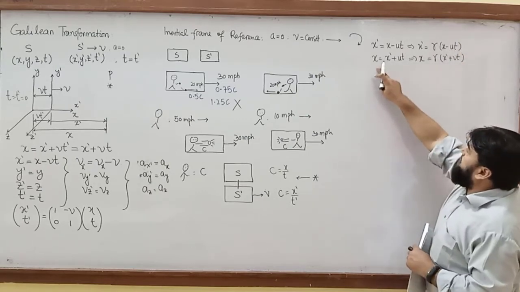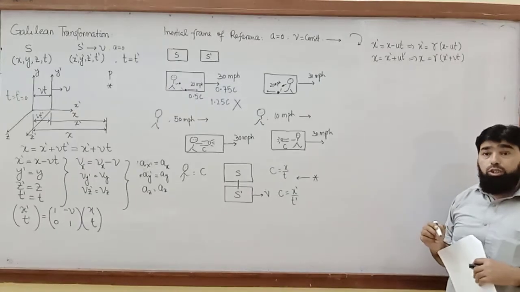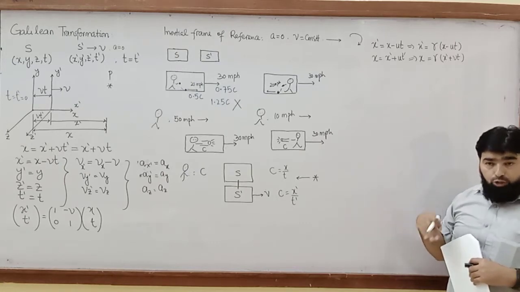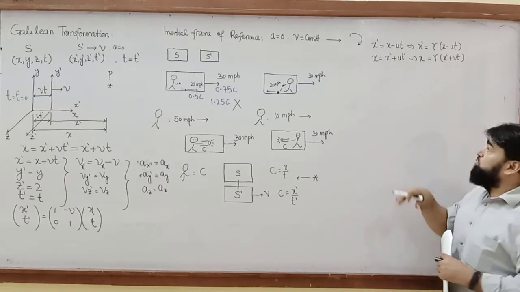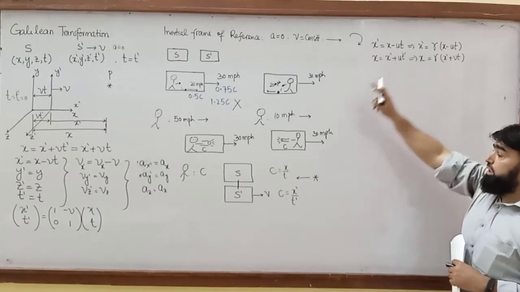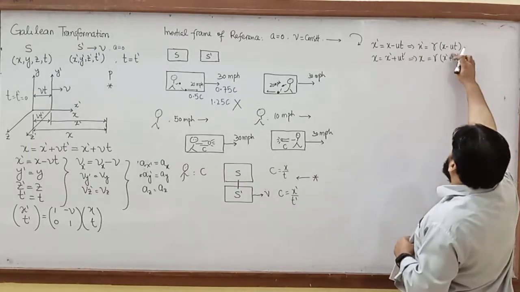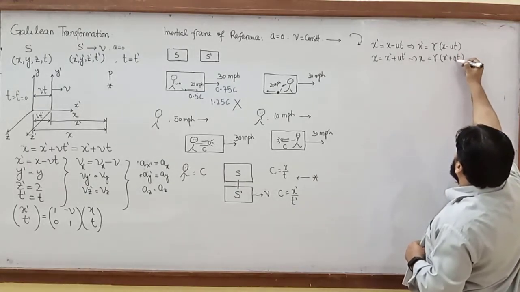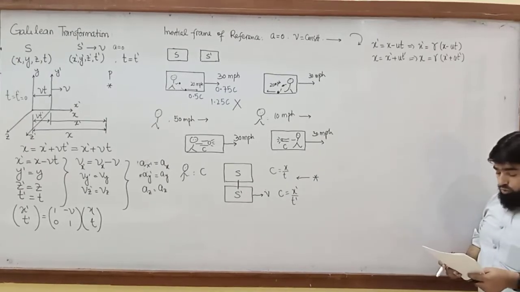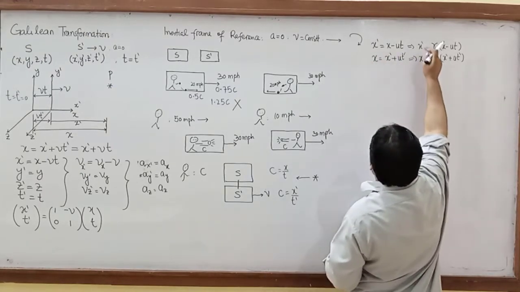And here it is x equal to gamma times x prime plus ut prime, but it is t prime, because now the time can also be different. As x and x prime are not the same, we don't assume that t and t prime are the same, because we came into confusion in the earlier cases. And this one is ut prime. Clear? So if this is the situation, then multiply this and this.